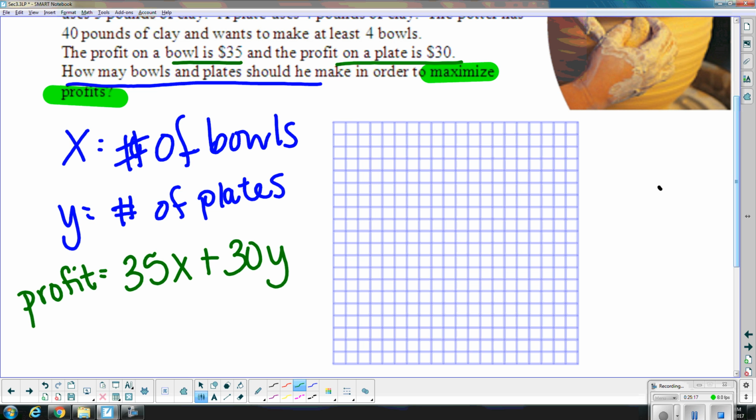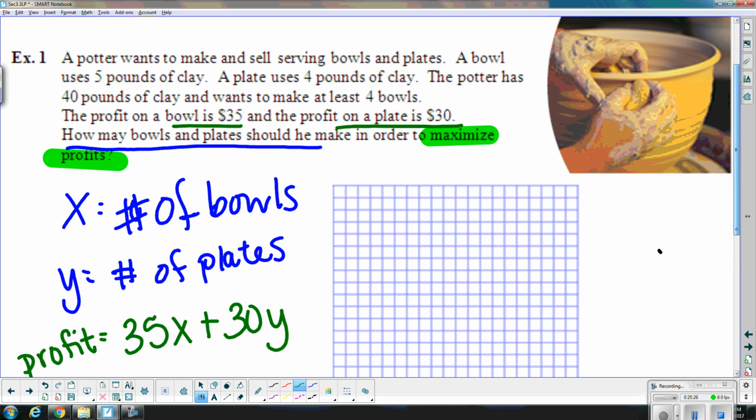Okay, so we've got our x and our y variables defined. We've got our objective function. Now we need to identify our constraints.